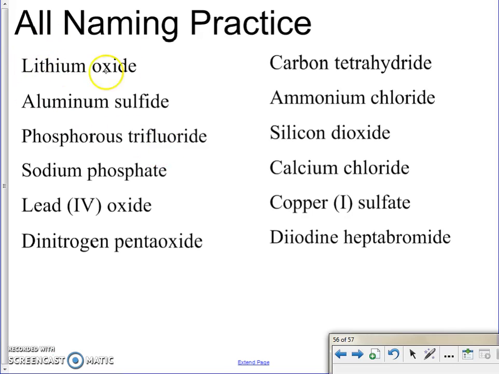So like in this case, lithium, metal, aluminum, metal. I'm going to highlight those as my ionic compounds. Phosphorus is a non-metal, or I can say, oh, there's a tri here. That's a prefix. That's only used in covalent compounds, so I'm going to skip over it. Sodium phosphate, metal. Lead, metal. Di, prefix, covalent. Tetra, prefix, or carbon, nonmetal. Ammonium, polyatomic ion, must be ionic. Silicon dioxide, di, or silicon, either way we want to look at it. Calcium, metal. Copper, metal. Okay?